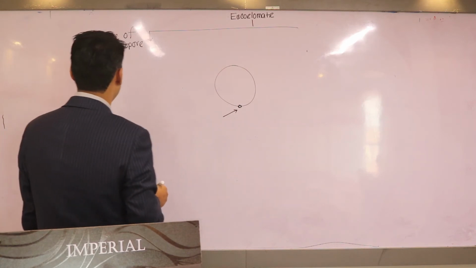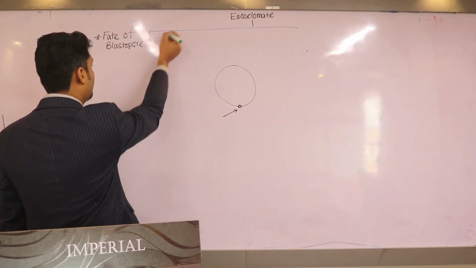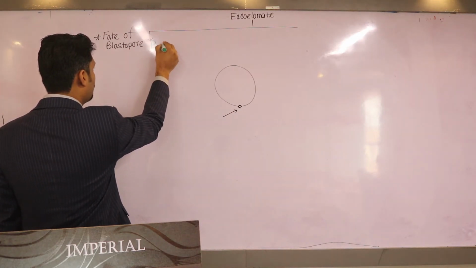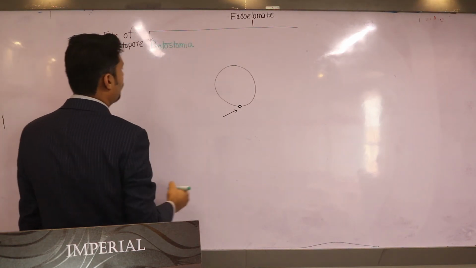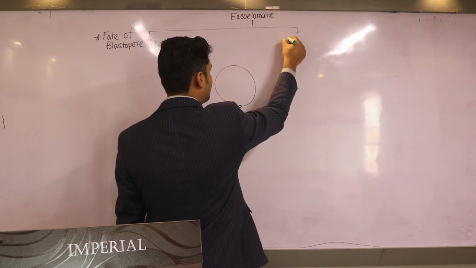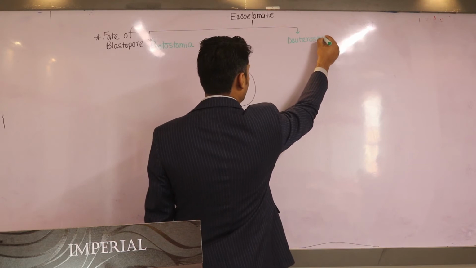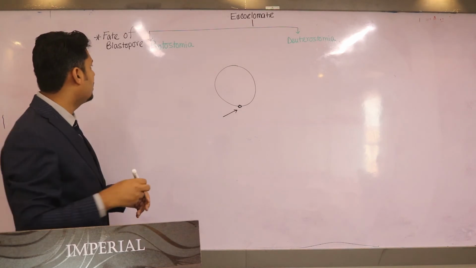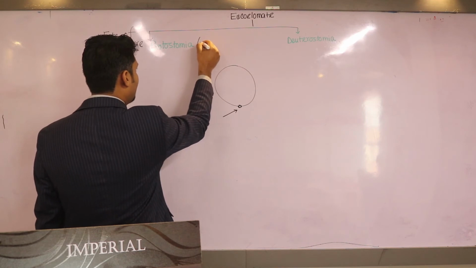Those organisms in which the blastopore becomes the mouth are called protostomia. Remember this, protostomia. And those groups of organisms in which the blastopore becomes the anus are known as deuterostomia. So blastopore becomes mouth for some groups of organisms, and here the blastopore becomes anus.